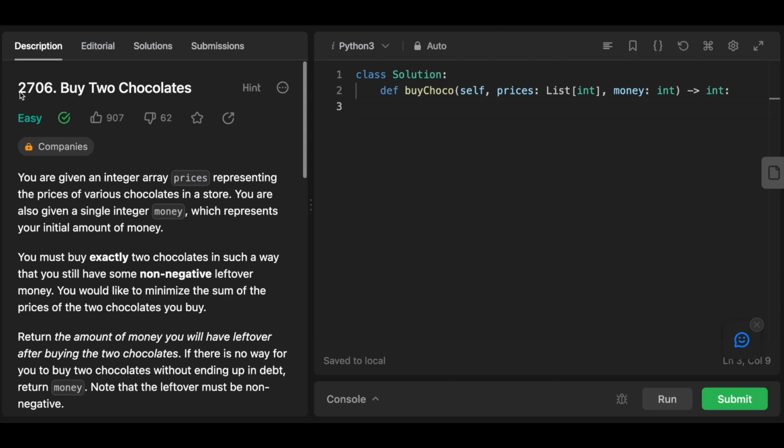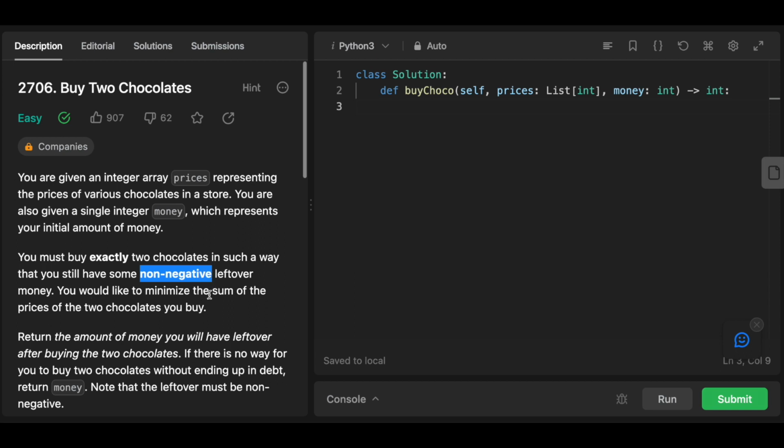Today we have 2706, Buy 2 Chocolates. It says here that you're given an integer array prices representing the prices of various chocolates in some store. You're also given a single integer money which represents your initial amount of money. You must buy exactly 2 chocolates in such a way that you still have some non-negative leftover money.